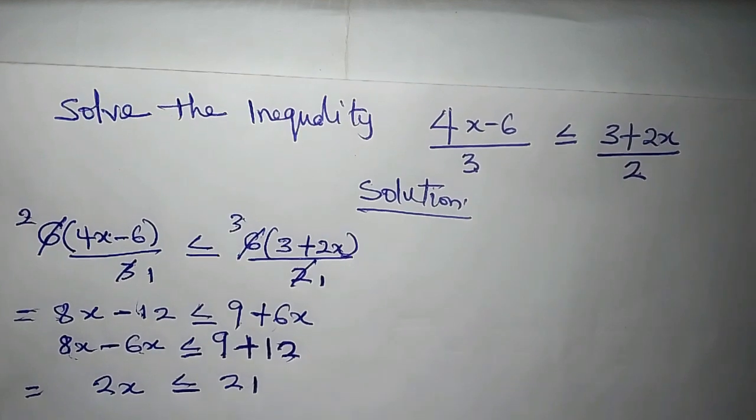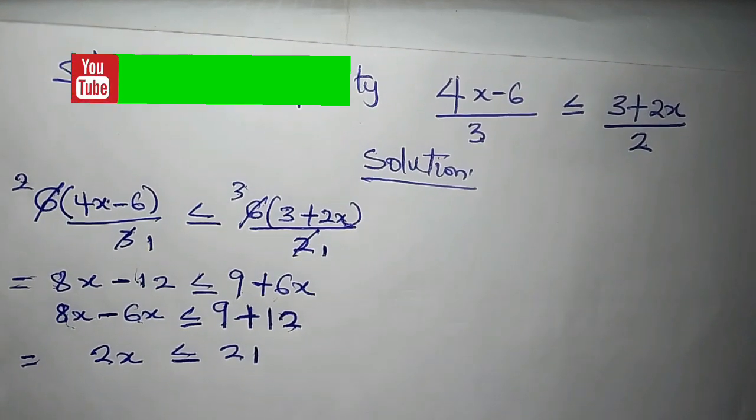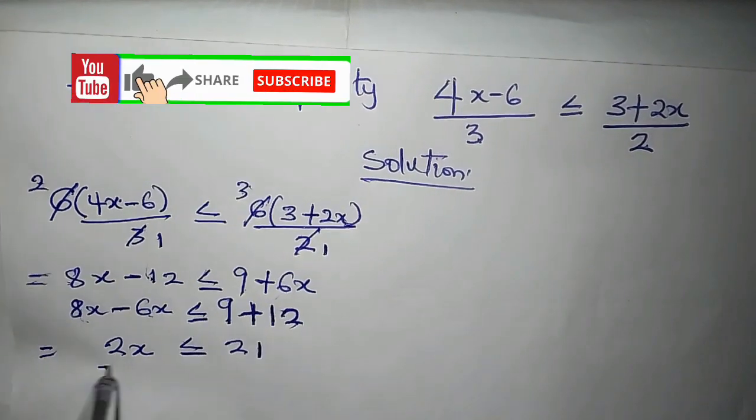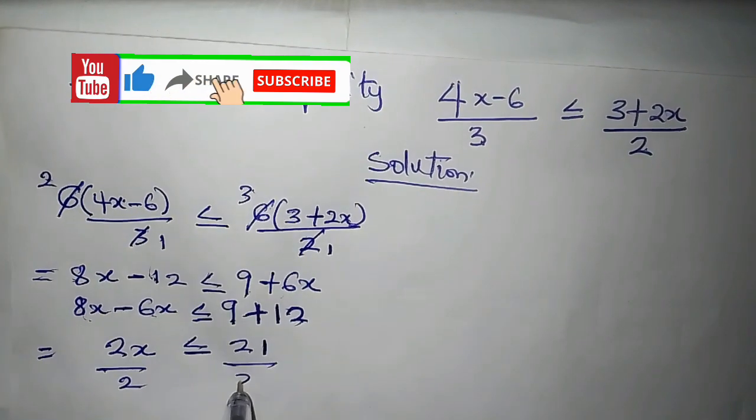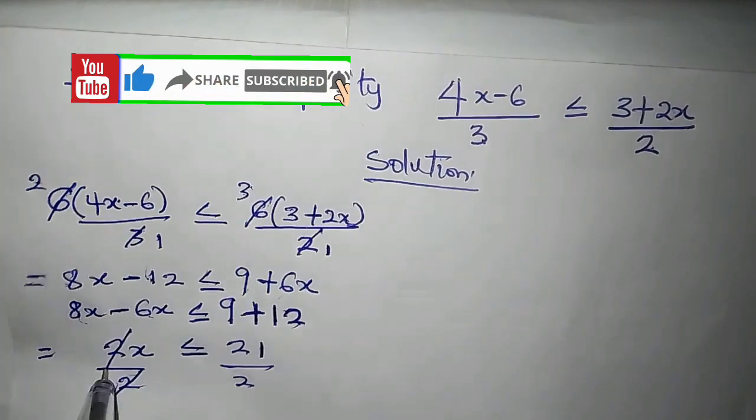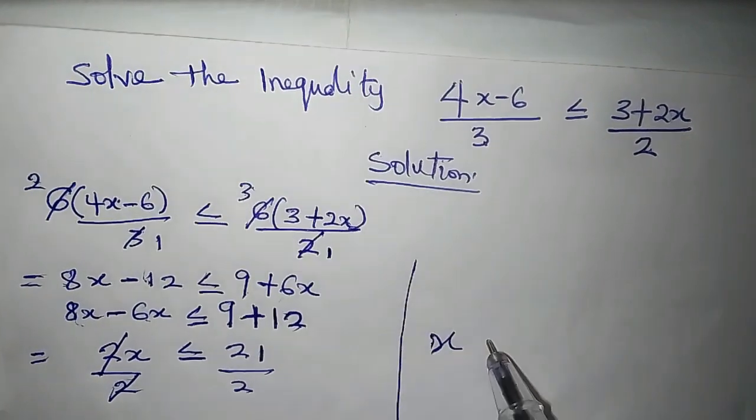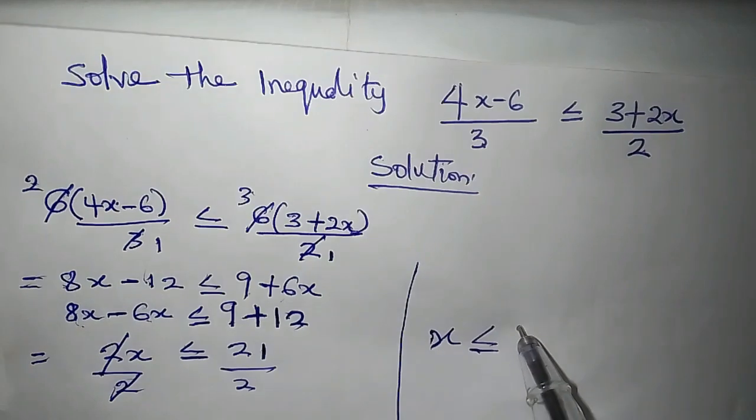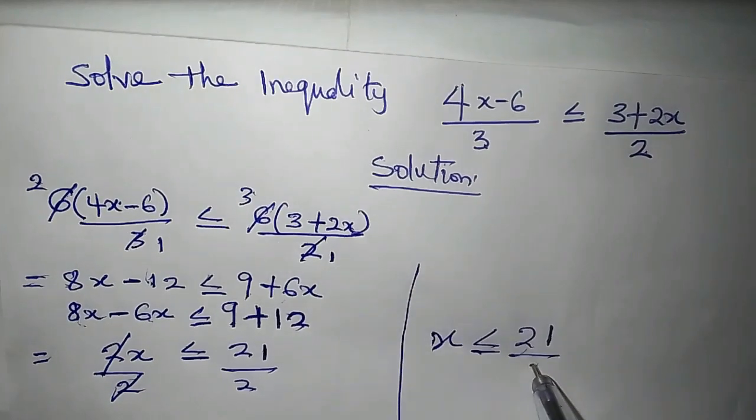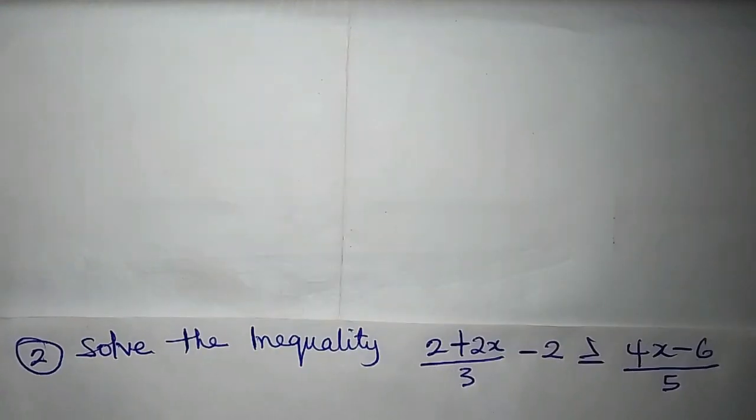So we will now divide both sides by the coefficient of x, which is 2. Divide both sides by 2. 2 will cancel 2. And so x is less than or equal to 21 over 2.